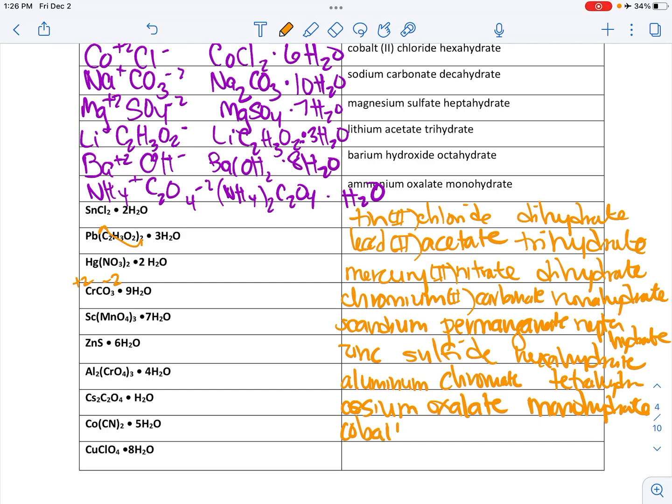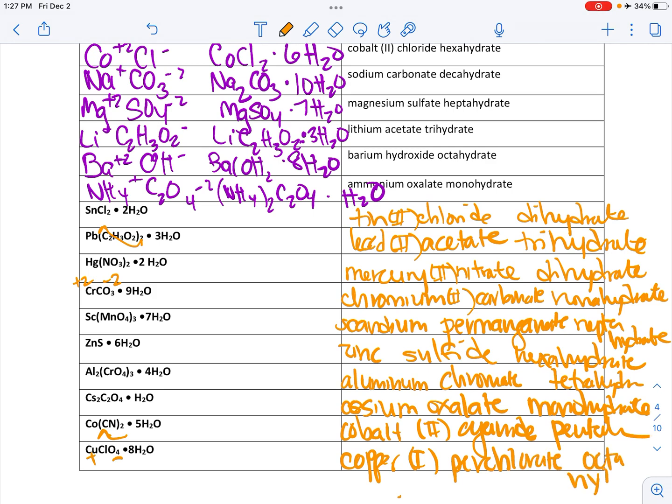Cobalt does need Roman numerals. Cobalt, Roman numeral 2, because you crisscross that back. Cyanide, pentahydrate. And this is copper. Well, it does have a Roman numeral, but perchlorate is a -1, which means copper has to be a +1. Perchlorate, and that's an octahydrate.